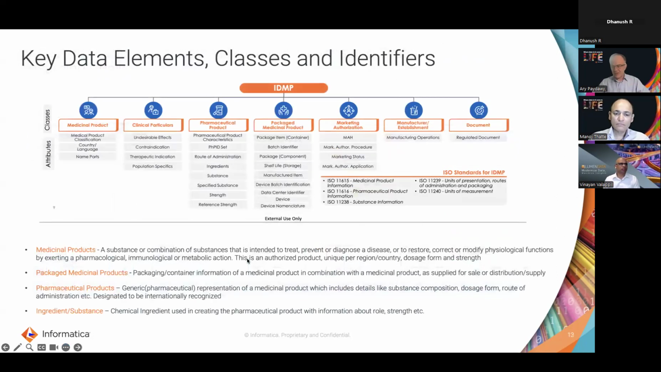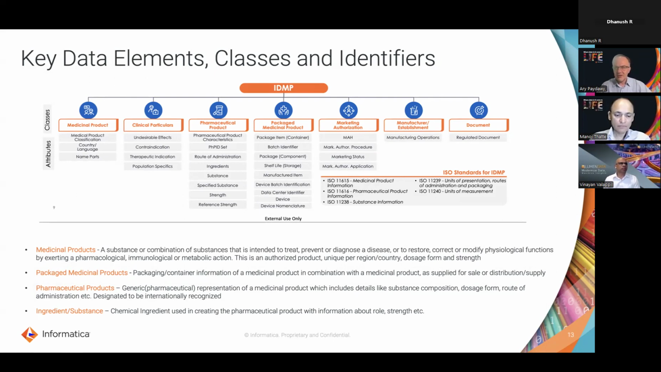So that's the good news with IDMP. It really breaks it down in more of a structural way, in what are called classes and attributes. We mentioned the ISO standards, but if you look at the classes and attributes, you're looking at medicinal products. There's a definition of what a medicinal product really is, but the point is to prevent diseases, and all the information needed at the medicinal product level, whether you're looking at the classification or the different naming for the actual products, and so forth.